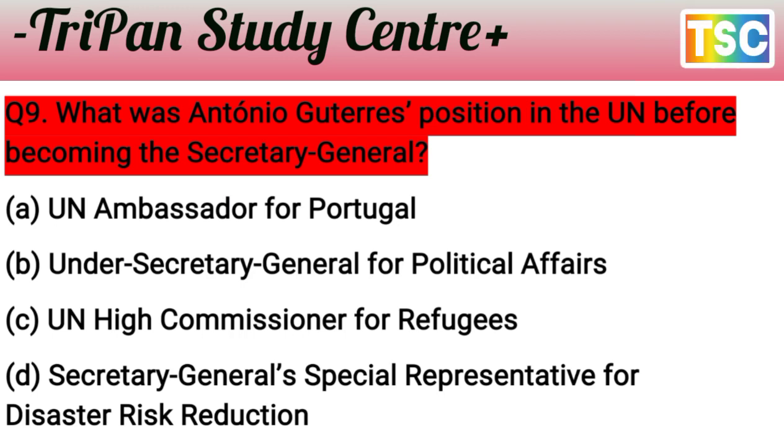You know that Antonio Guterres. Who is Antonio Guterres? Not a UN ambassador for Portugal. A is totally rejected here. Under Secretary General for Political Affairs, that's nothing here. And the Secretary General's Special Representative for Disaster Risk Reduction, that's nothing. This is disaster risk reduction. This is not Antonio Guterres here. The answer is C. The UN High Commissioner for Refugees. That is the important answer for this question. Answer is C. UN High Commissioner for Refugees.